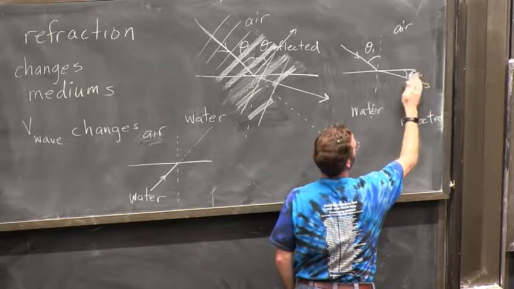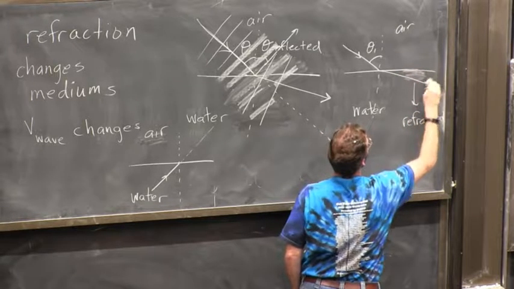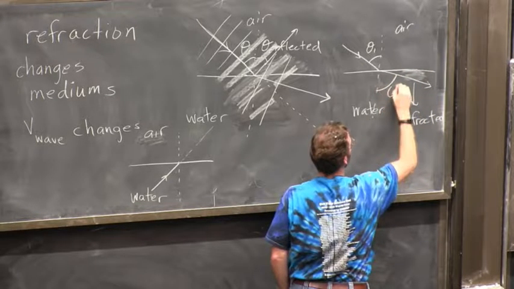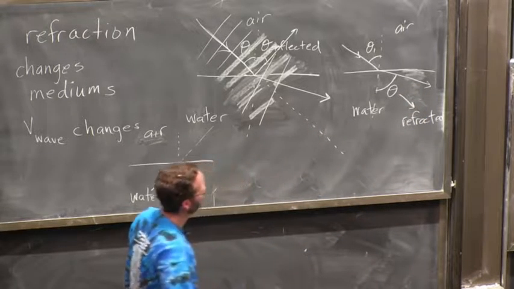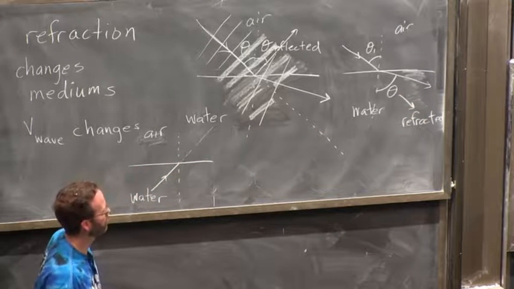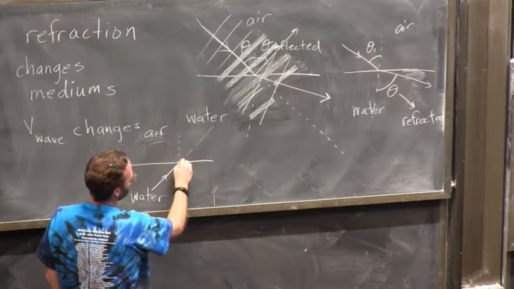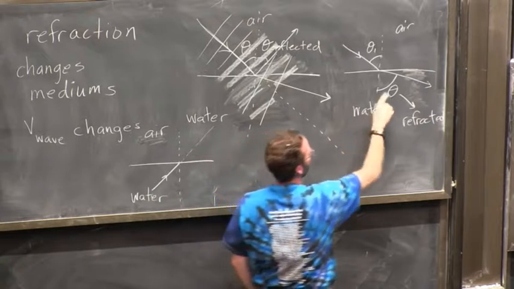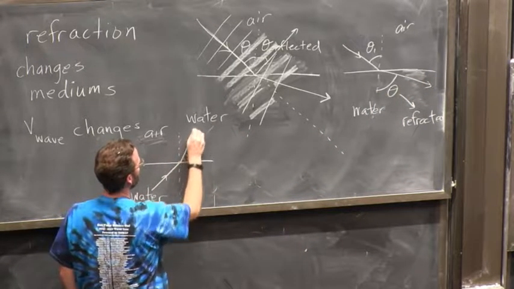Oh, what am I doing? We measure everything with respect to the normal. My bad. I'm very sorry for messing your notes up. We always measure angles with respect to the normal. Sorry. And I failed. So that one, it got bigger. It went away from the normal. This one will actually go the other way, towards the normal.